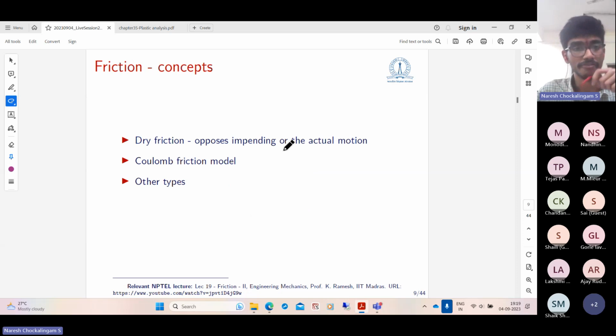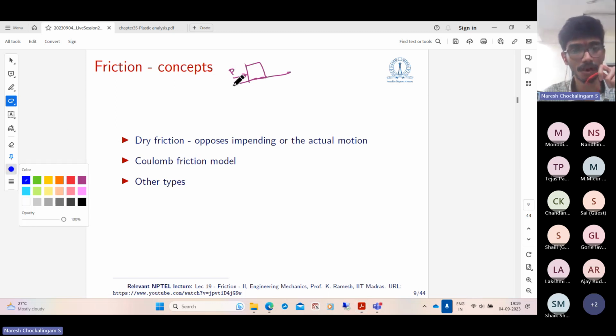So what is friction? Friction is a force that opposes motion, and there are two types of friction. One is dry friction, which is the friction between two solid bodies. So you have, say, a block and a surface, and you are applying some force to the block, and the surface is rough. In that case, there will be a resistance coming from the surface to oppose the motion of the block, and that is the friction force.